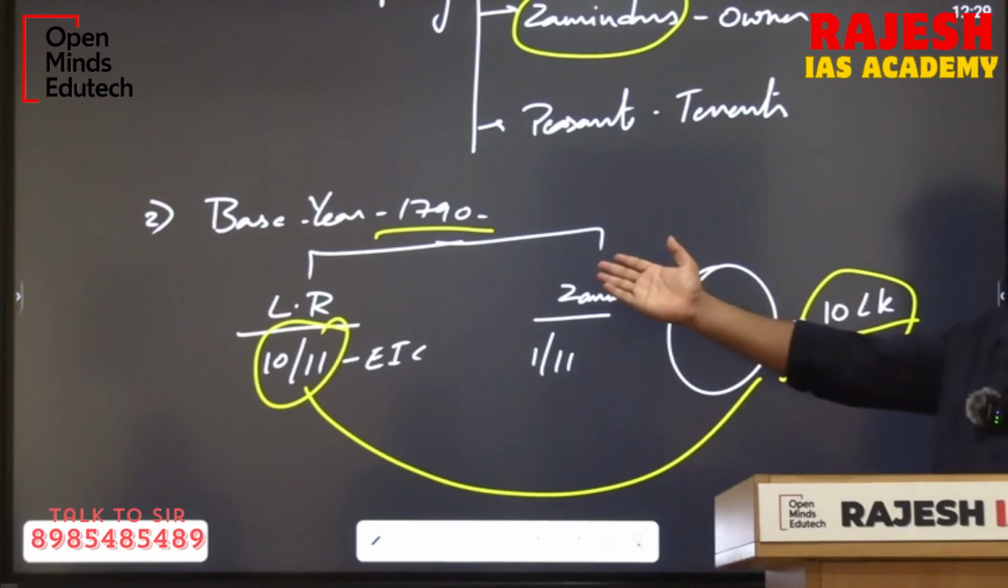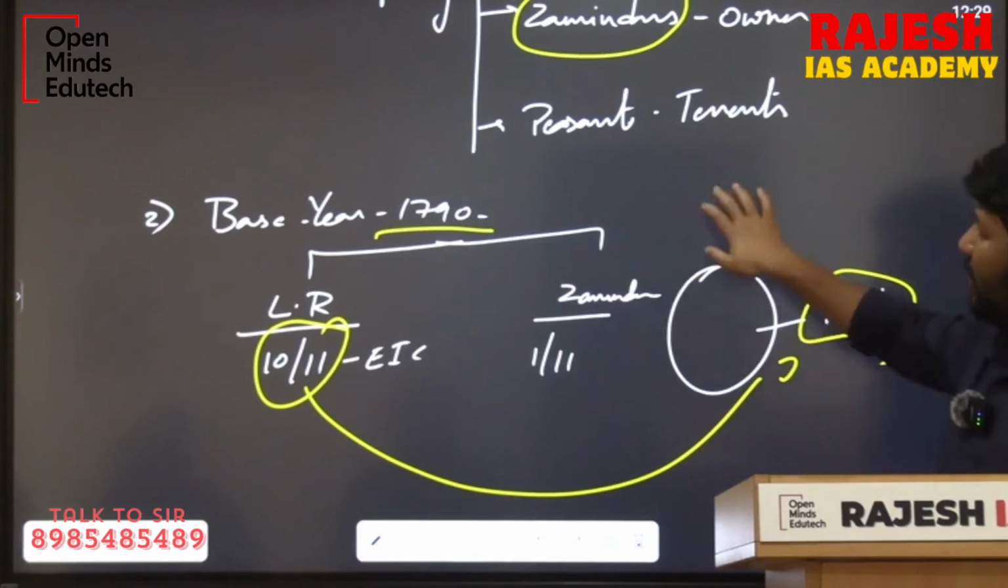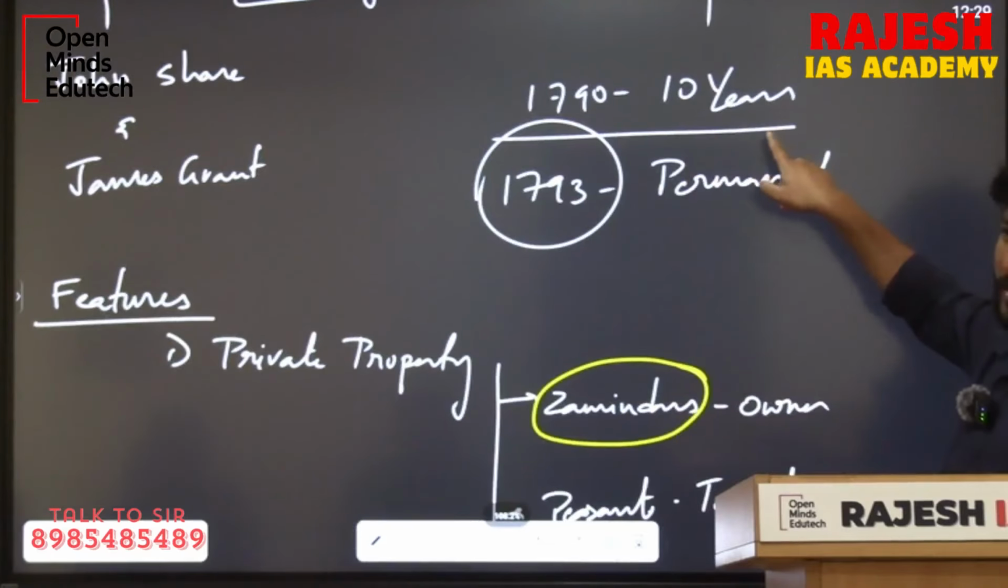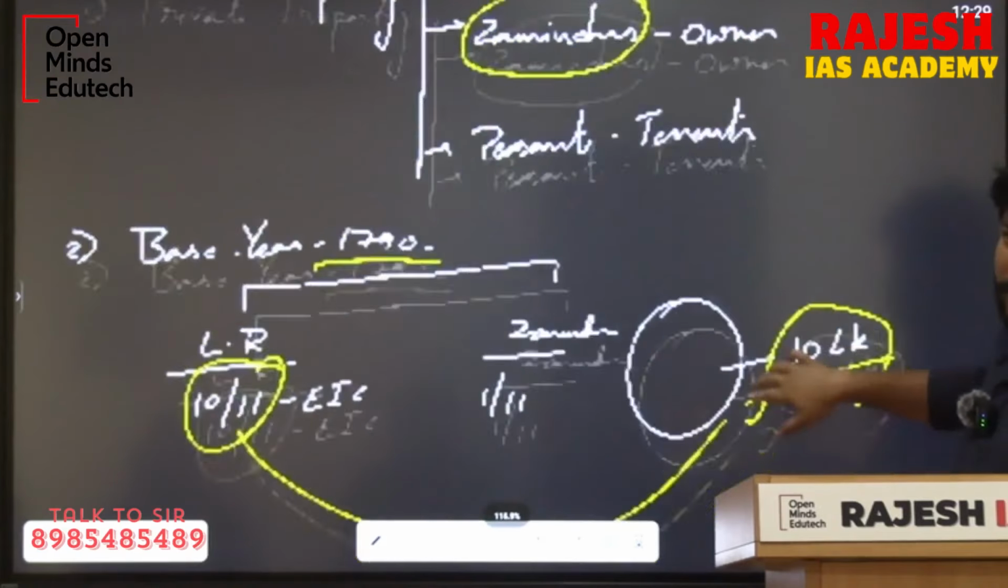Because that is the year they calculated, right? I told you, this is the base year, it will not change. That is why it is permanent.